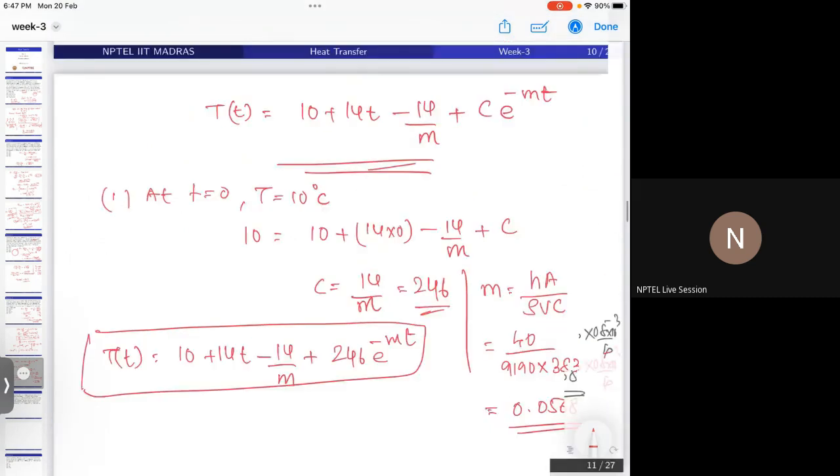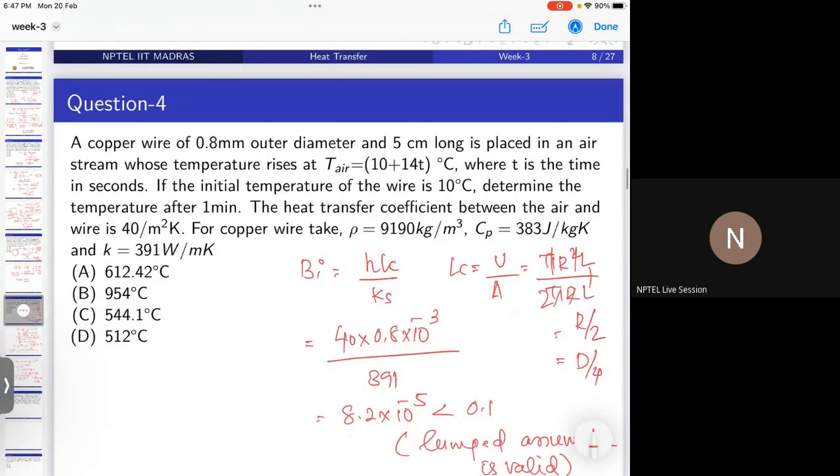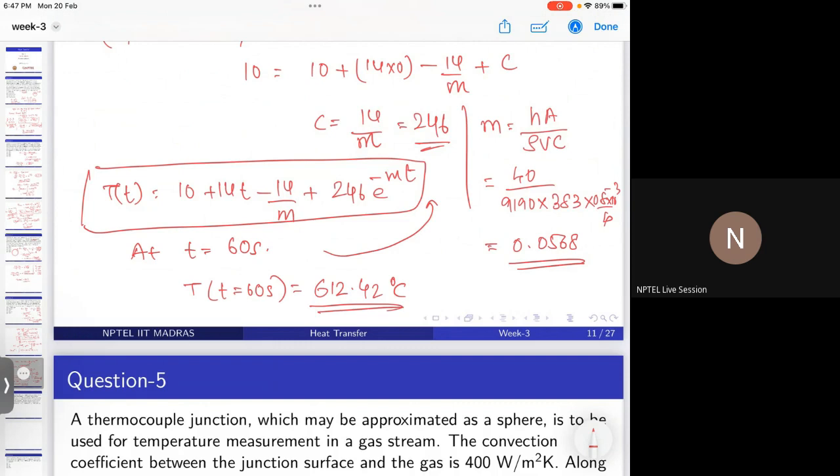Okay, so now what is your question? We got the temperature profile. We need to find out the temperature after 1 minute. If you put t is equal to 60 seconds into this equation, you know everything. m is already found out. If you do the calculation, you will get temperature at 60 seconds as around 612.42 degrees Celsius.